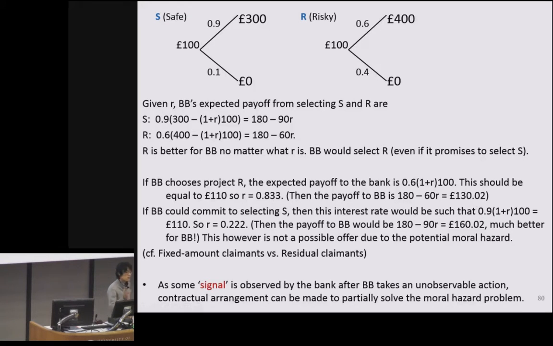The bank says, okay, we can lend you 100 pounds, and we know that you will choose the risky project. We will not observe, but you will choose the risky project. This is the interest rate, 83.3%. If your project succeeds, then you should repay 183 pounds to us. And that way, the bank's payoff is 110 pounds. Brown Bakery's payoff is 130 pounds.